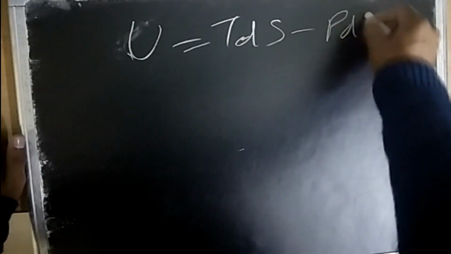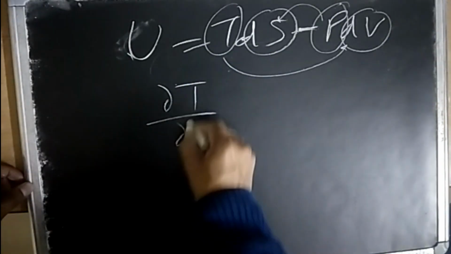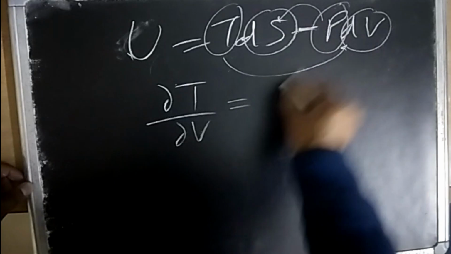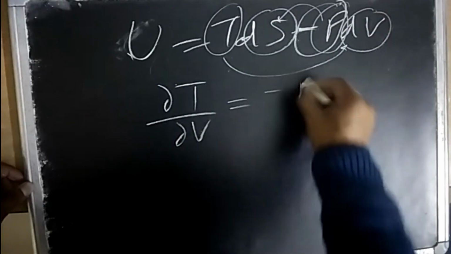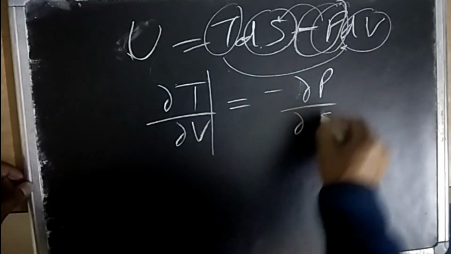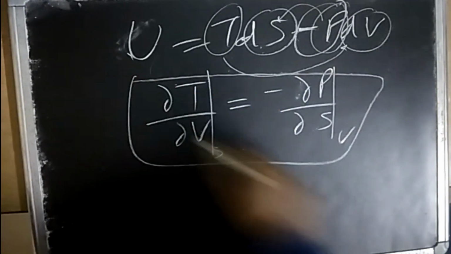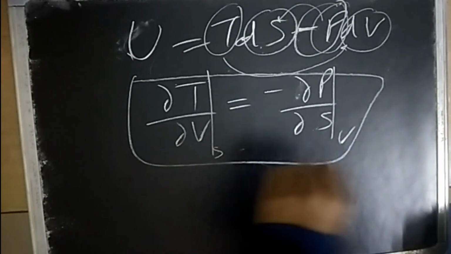Like if I say for u, we had TdS minus PdV, so what happens, take this thing divided by this derivative, take this thing divided by this derivative, interchange them. With the sign also, like del T upon del V is equal to minus, because this is minus P, so minus del P upon del S. This would be at constant S. Interchange this now at constant V. This is the first relation of the Maxwell relations.